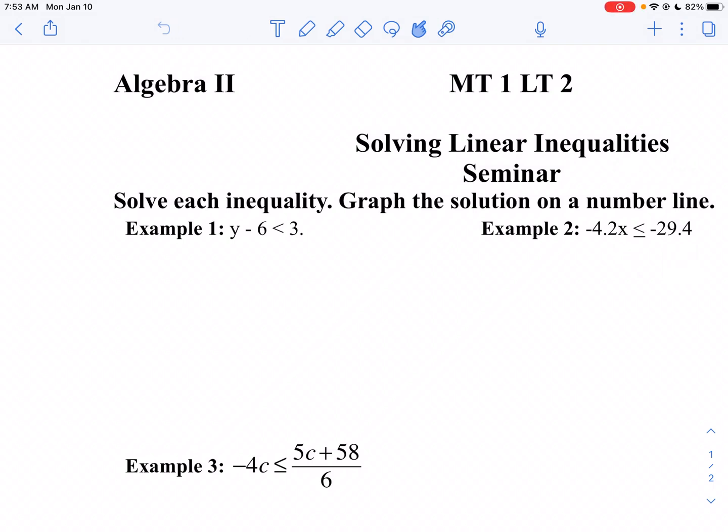Morning. Hello, in this lesson I want you to solve multi-step inequalities. The vocabulary we're going to come across is set builder notation.